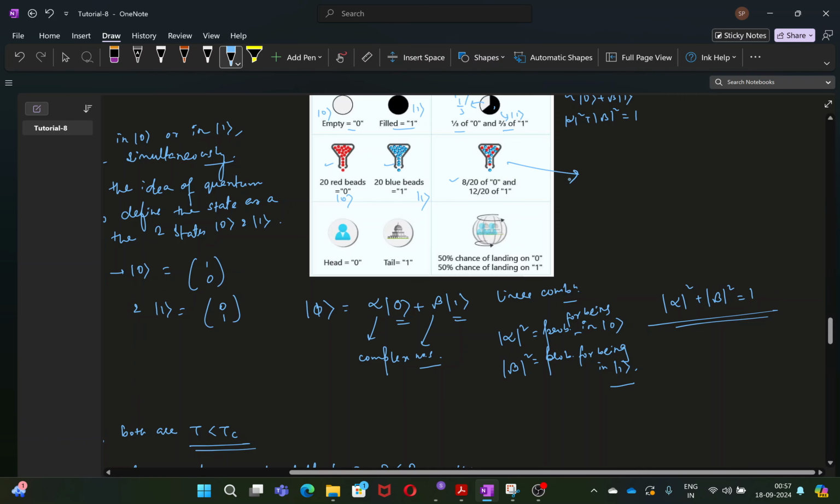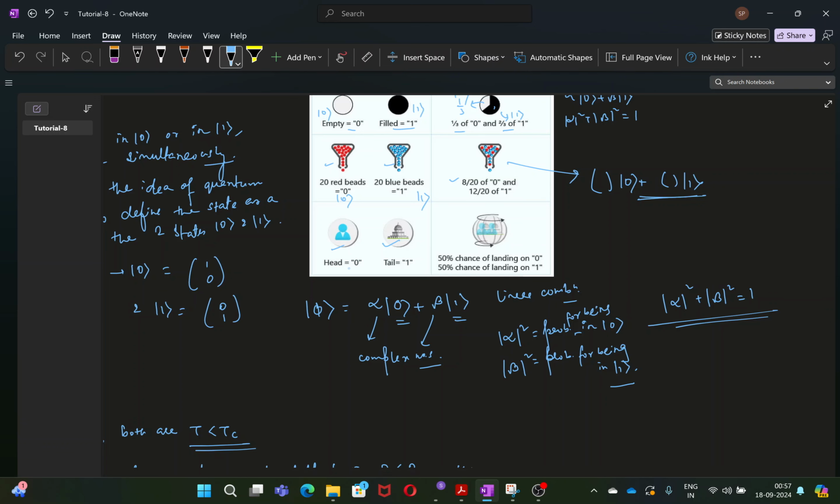So the total state of this beaker can be identified as some probability of being in the 0 state and some probability of being in the 1 state. So this is the qubit idea. You can also see that a classical bit can be either the head of a coin or the tail of a coin. If you identify the head as the 0 state and the tail as the 1 state, then a classical bit means either head or tail, not both together. But a quantum bit means both of them are present together. There is a 50% chance of landing on 0 and a 50% chance of landing on 1.